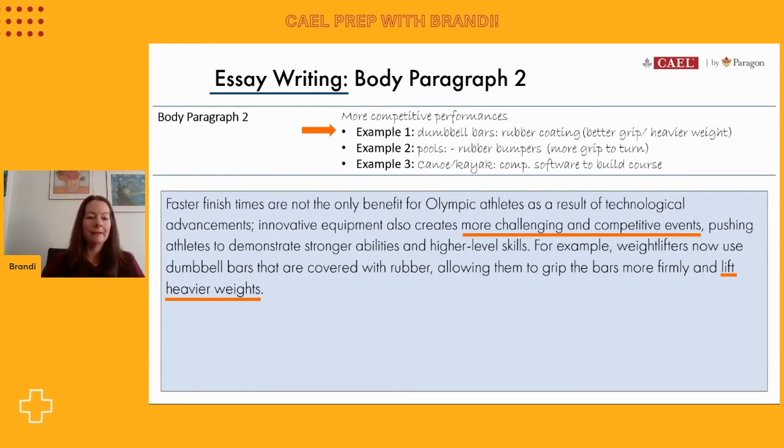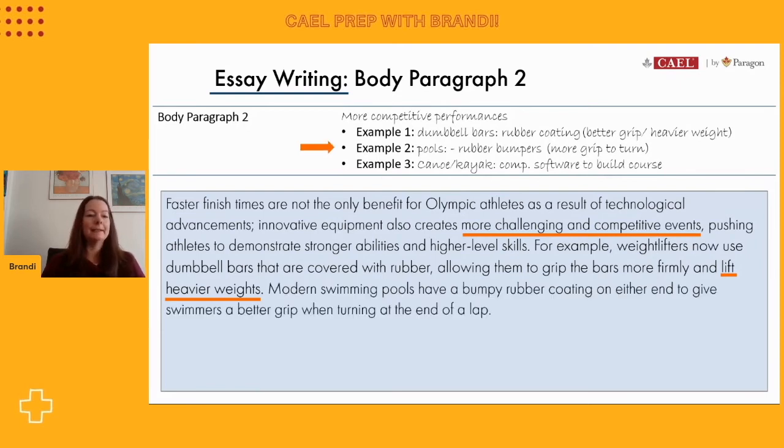Let's look at our second example, all about swimming pools again, but this time we're looking at how they have rubber bumpers that have been added at the end of the pool on both sides, so that when the swimmers get to the end and need to turn to make their lap, they have much more of a grip in which to push off. So again, that's allowing them to elevate their performance and their technique. So we might say modern swimming pools have a bumpy rubber coating on either end to give swimmers a better grip when turning at the end of a lap.